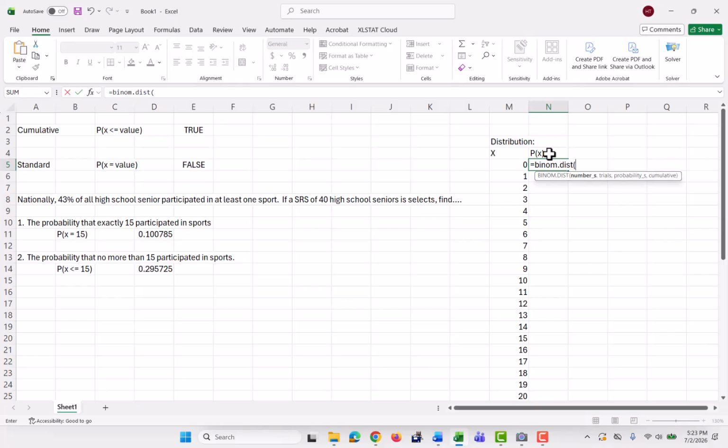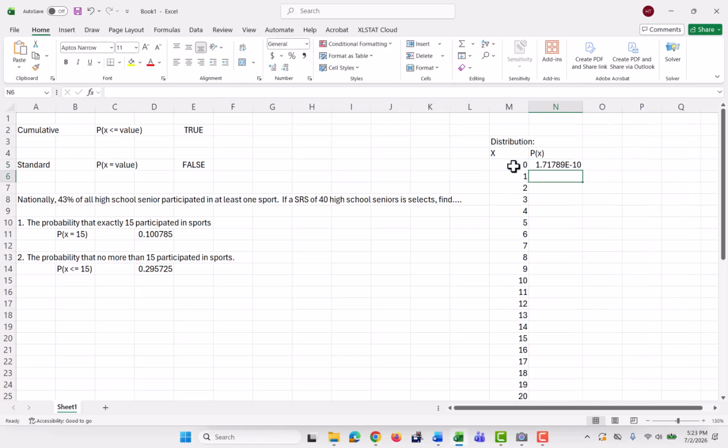binom.dist. The number of successes is just the x value, so I'm just going to click on that x value, comma, still 40 trials, 0.43 probability of success, and I'm going to do false here. I'm going to leave this as just standard probabilities.